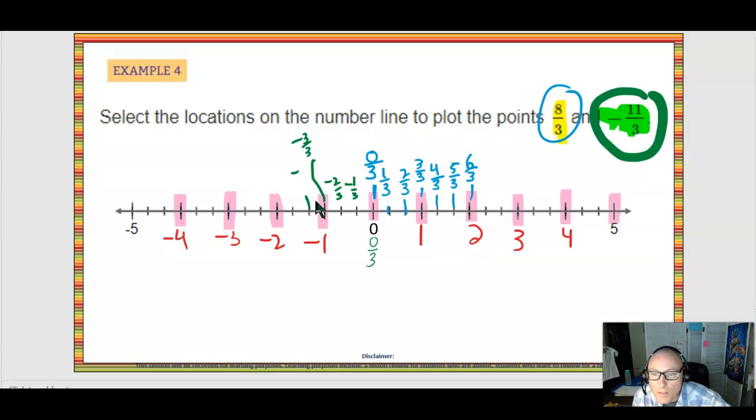This is going to be negative 4/3, negative 5/3, negative 6/3, negative 7/3, negative 8/3. I'm not doing any more. You figure it out. I'll do one more. I'm lying. I'm going to do one more. This is negative 9/3. Yeah. Okay. Next.